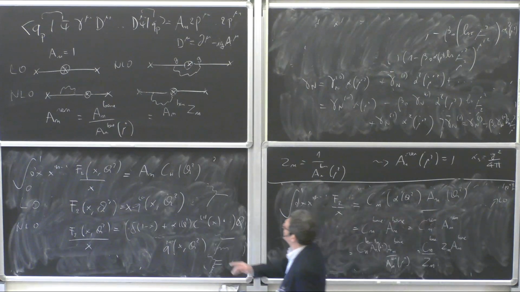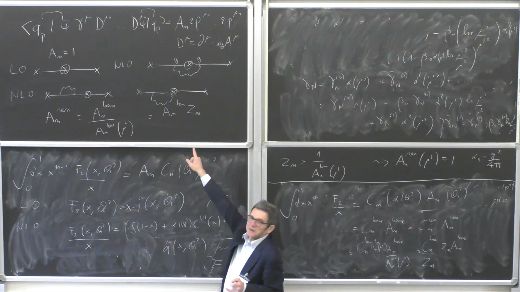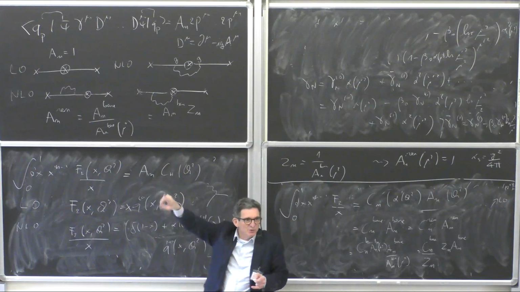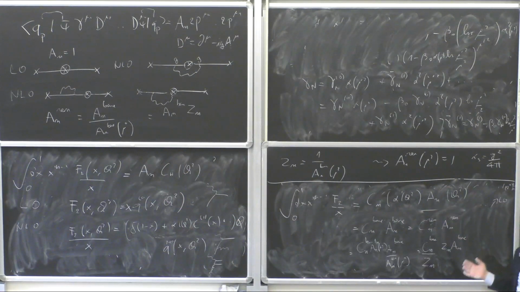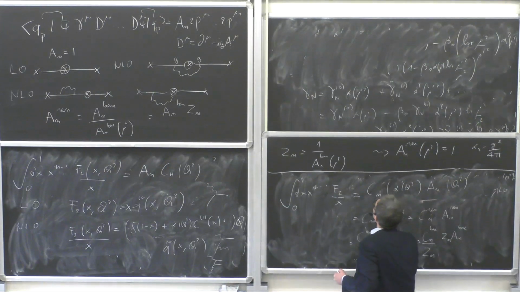So why did we conclude that An was divergent? Because we looked at the Feynman diagrams and we concluded that we have loop diagrams and the loop diagrams diverge. So what about Cn? Well, we know what Cn is, right? It's the structure function on a quark target. So we have to calculate the structure function on a quark target at next leading order. At leading order, it was just a delta, and see whether we get some divergence. And that divergence must cancel against the divergence of the operator. So let's take a look.